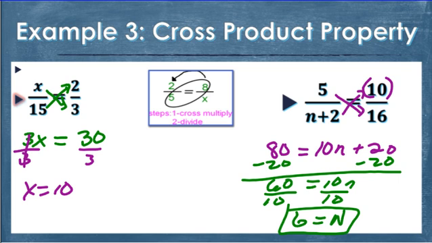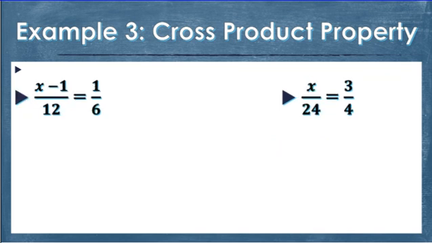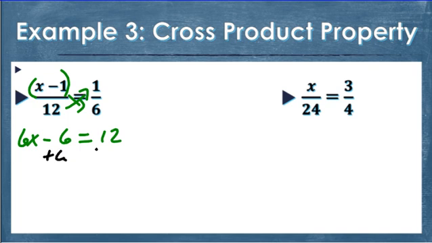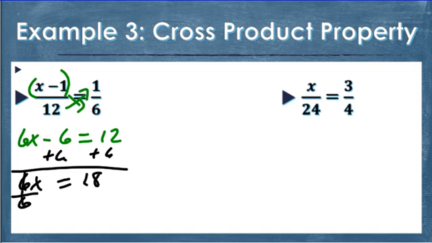And the next one, x minus 1, remember this is all together, so I cross multiply, so 6 times x is 6x, 6 times 1 is 6, or equal sign, multiply the other direction, you get 12, get 6x by itself, add 6 to both sides, you get 6x equaling 18, x by itself divided by 6, x would have to equal 3.